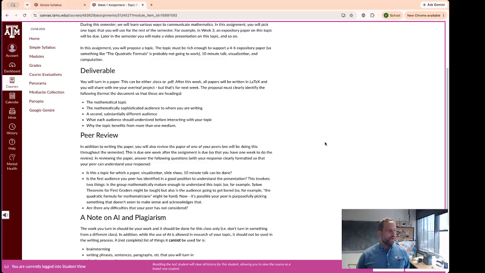So peer review. So we will be doing peer reviews for this entire semester. I think every single assignment that you turn in, you will do a peer review of it, and someone will do a peer review of yours. So in addition to writing the paper, you will also review the paper of one of your peers. What's going to happen is when the assignment is due, the assignment is going to be due on Monday, you will have a week to do your peer review.